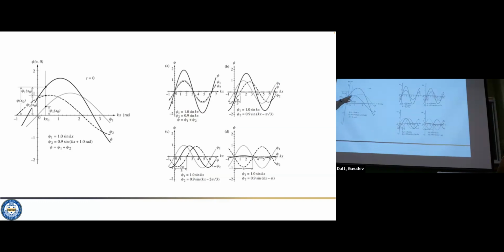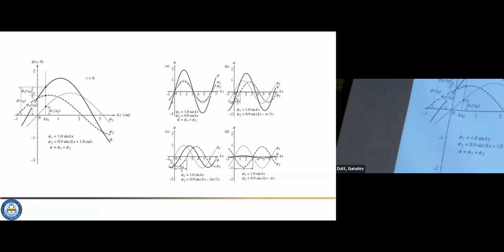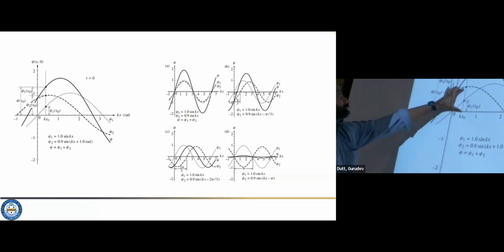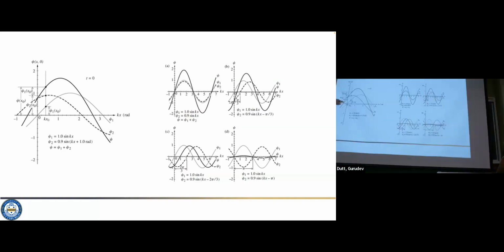Okay. So at this point here, the value of psi2 is higher than the value of psi1, which is also obvious because it's kx plus something over here, so this value is higher at the point x naught. And so when the two of them add up, you get this third point, which is the sum of psi1 and psi2. That is the total wave, psi equal to psi1 plus psi2.